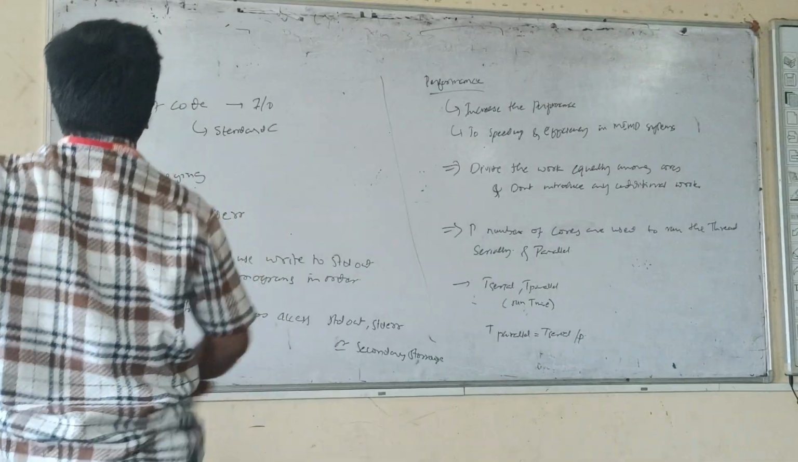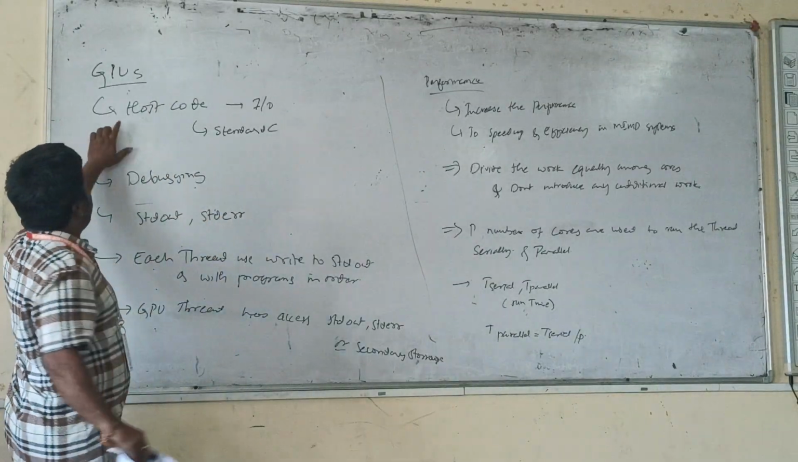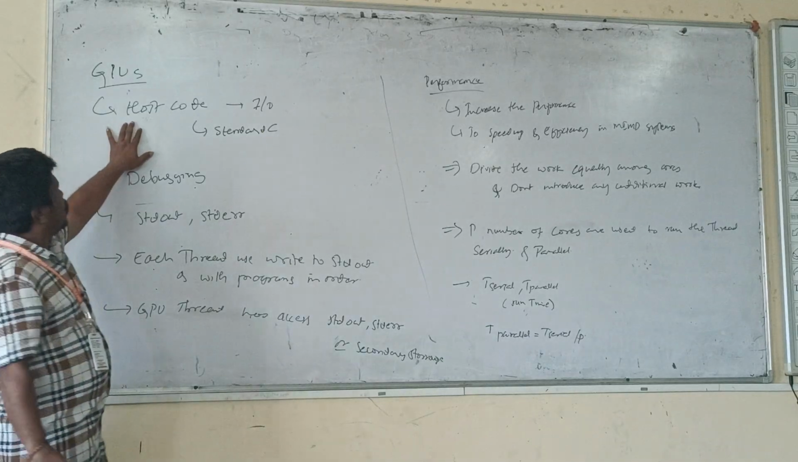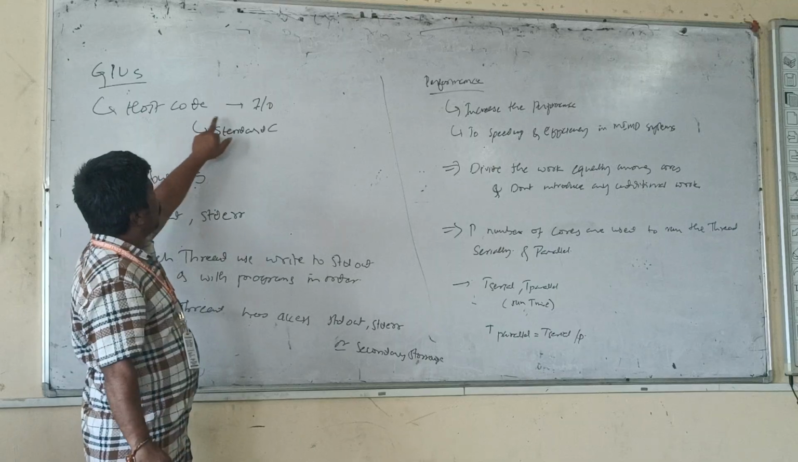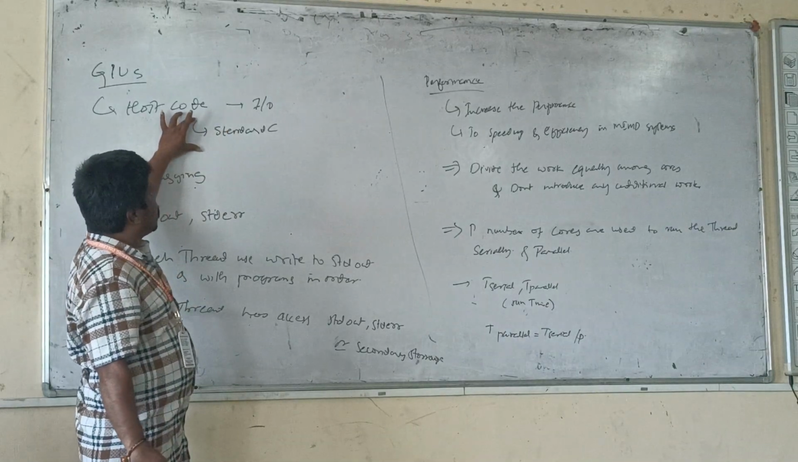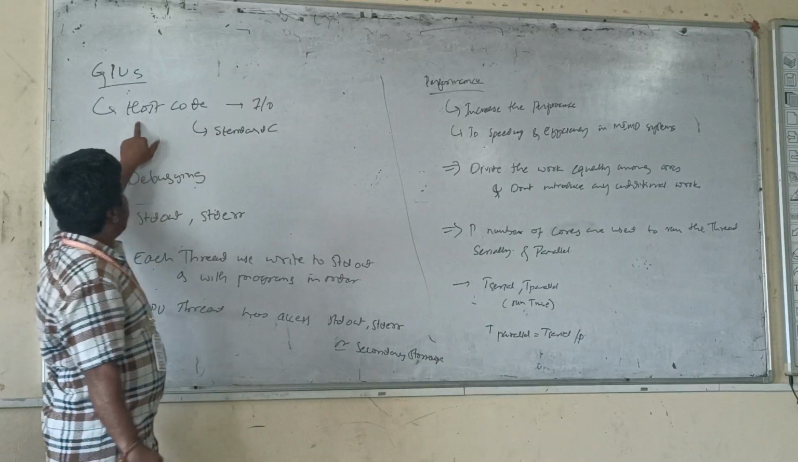Okay, today we'll see the GPU. GPU is nothing but the graphics processing unit, with which we have some host code here. Host code is nothing but the code on which we run some programs, which will provide a platform to write programs.